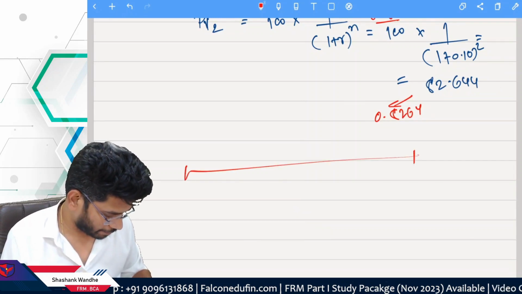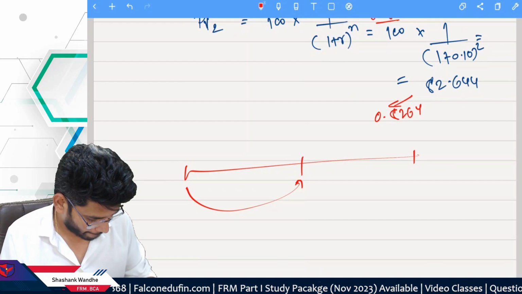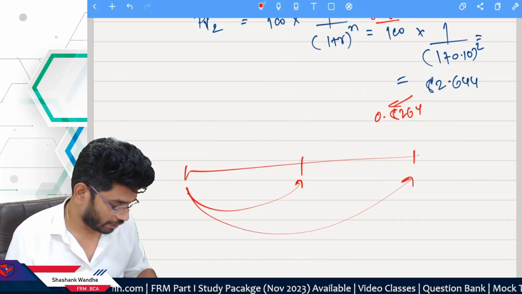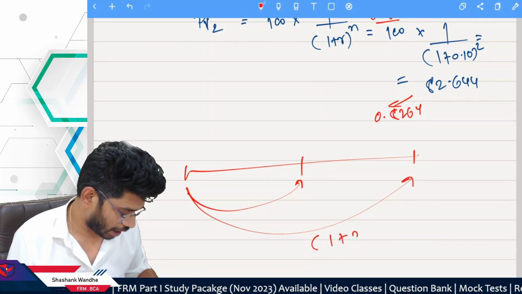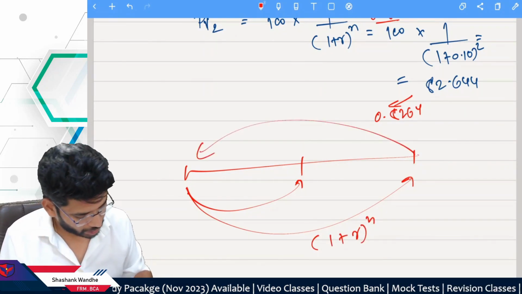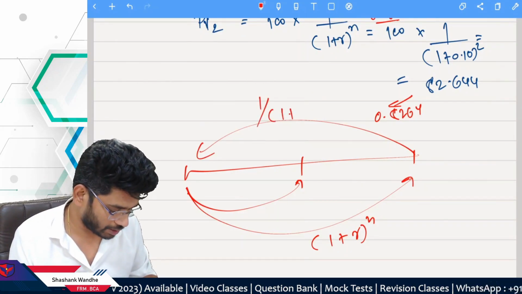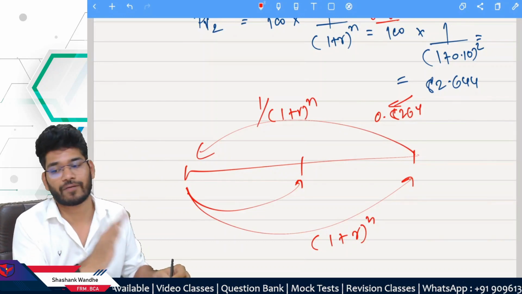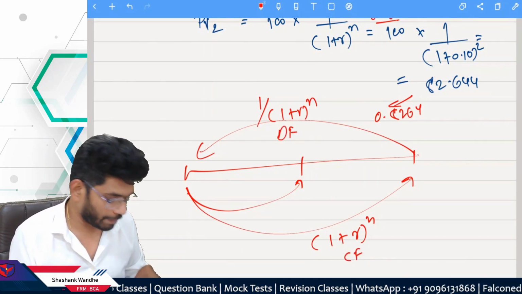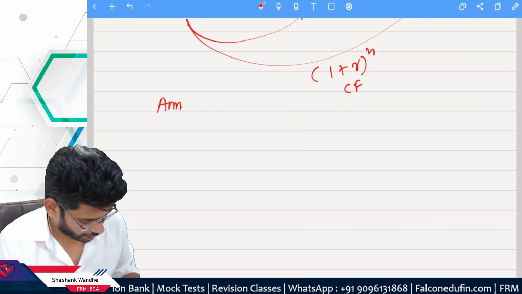Now again the timeline. So to go from here to here, or here to here, we are using the formula which is 1 plus r to the power n. If we have to do this in the reverse order, then we are using the formula that is discounting, 1 divided by 1 plus r to the power n. And this is the discounting factor, and this is the compounding factor, and this is assuming the annual rate.